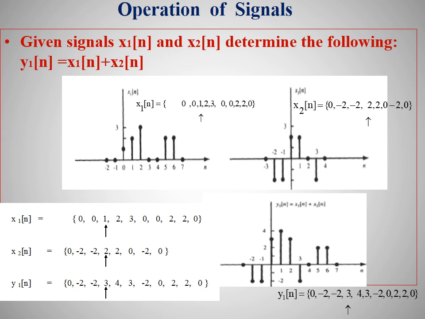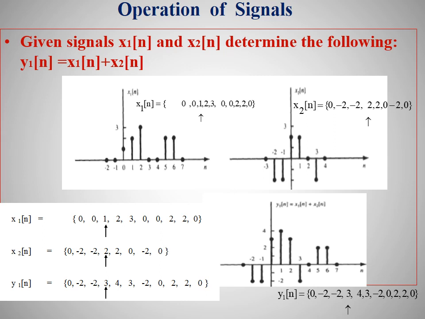At n equal to 5, 6 and 7, only x1 of n is present, hence the values for x1 of n are repeated, which means 2, 2, 0. And let us go on to the negative side of n. At n equal to -1, the value of x1 of n is 0 and x2 of n is -2, giving the value -2. At n equal to -2, the value of x1 of n is 0 and x2 of n is also -2, giving again the value of -2. x2 of n exists at n equal to -3. At n equal to -3, x1 of n is not defined, so y1 of n is just 0.